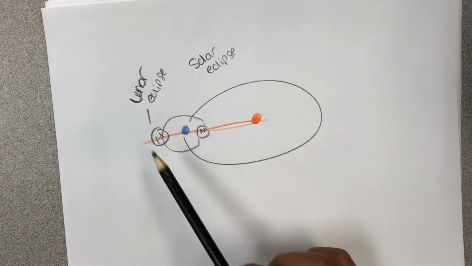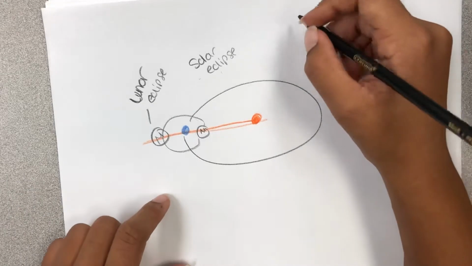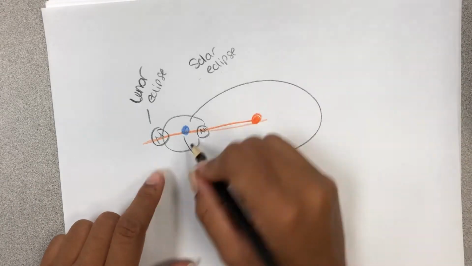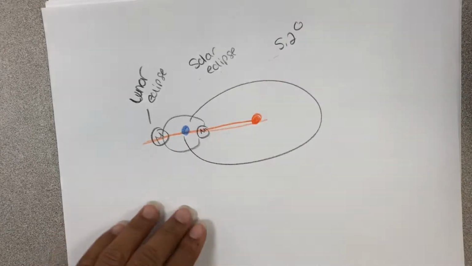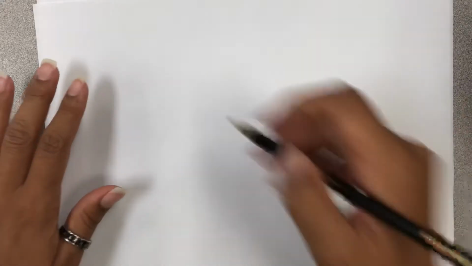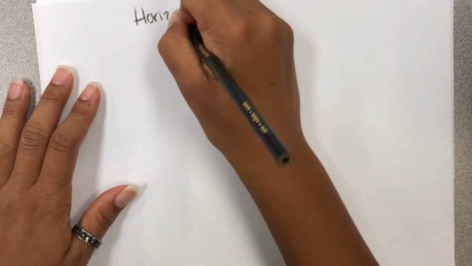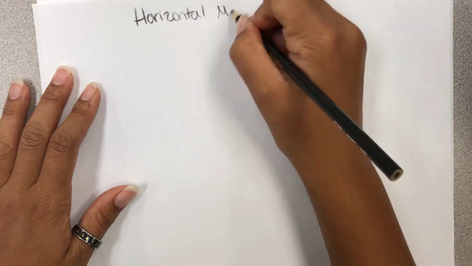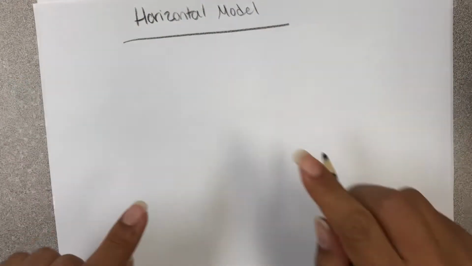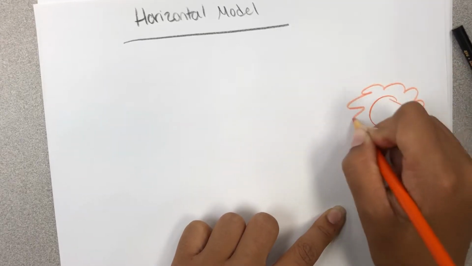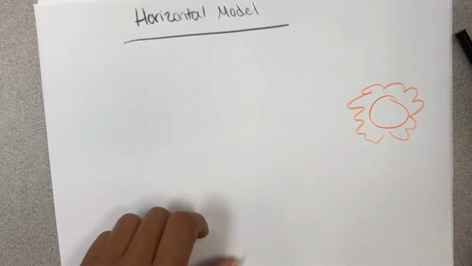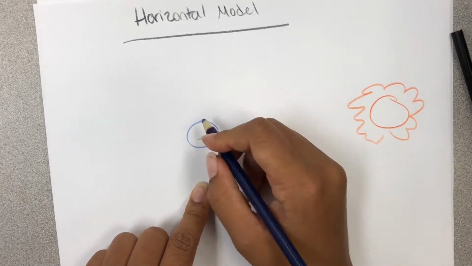And part of that is because the moon itself has its own inclination. The moon orbits Earth at a 5.2 degree inclination. And let me draw that out. So this is going to be the horizontal model. We're going to look at it straight across. So here is our sun. I know it looks like a flower, leave me alone. And here is our earth.